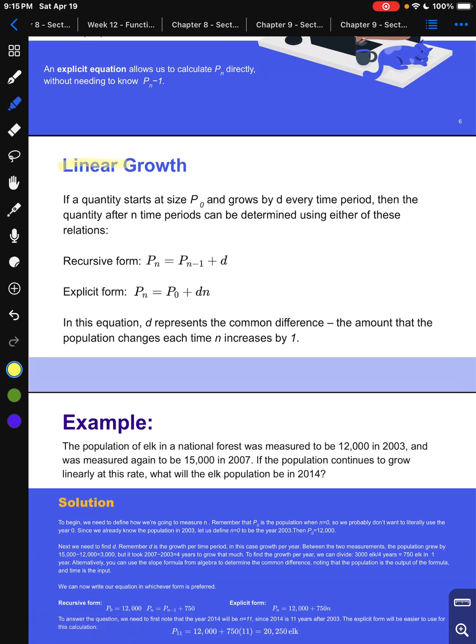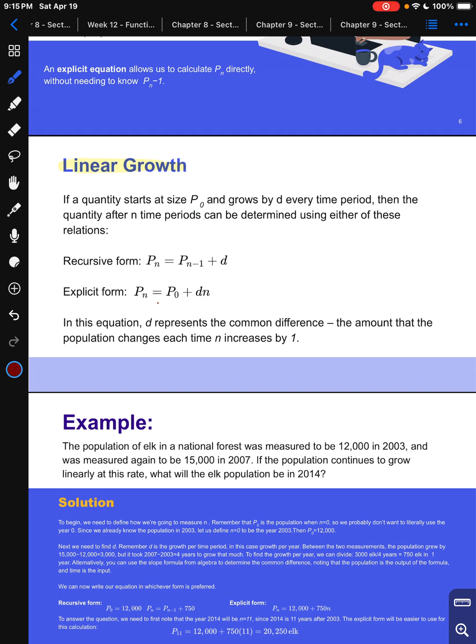So let's start off with linear growth. If a quantity starts at size p sub 0 and grows by d every time period, then the quantity after n time periods can be determined using either of these relations. Recursive: p sub n equals p sub n minus 1 plus d. Explicit would be p sub n equals p sub 0 plus d times n. In this equation, d represents the common difference, the amount that the population changes each time n increases by 1.